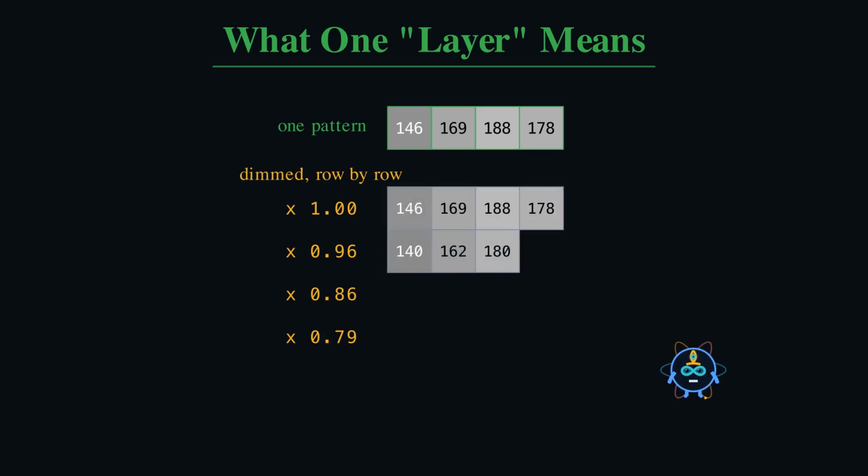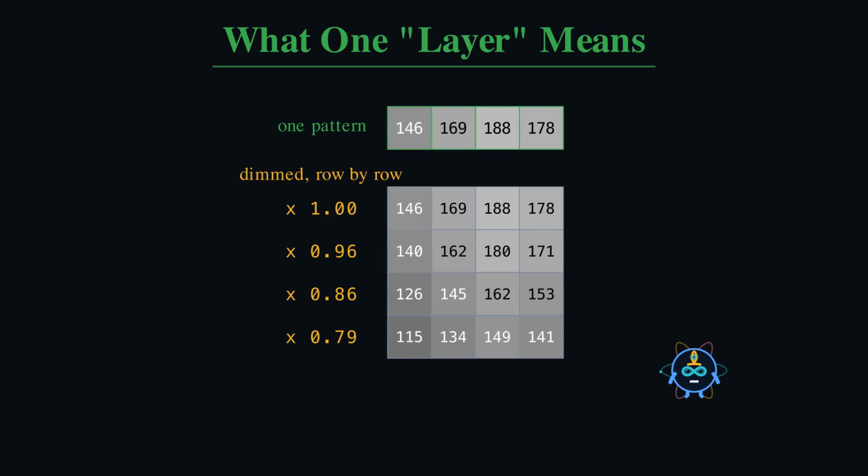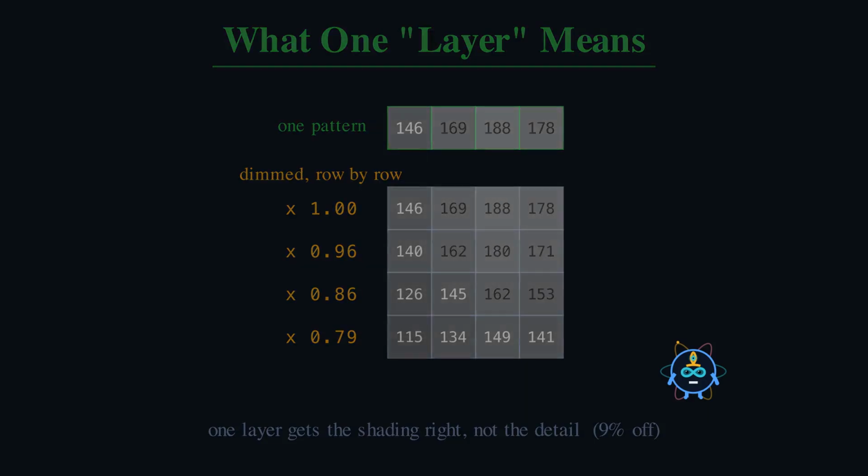Watch it fill in. Row 2 is dimmed to 0.96, so 0.96 times 146 is 140, times 169 is 163, and so on, every square, just one multiplication. Fill the rest and you have rebuilt a whole block of the photograph out of 4 numbers and 4 dimmers. It is not perfect. Compare it to the real pixels and it is about 9% off. It catches the broad shading but loses the detail, which is exactly why you stack more than one.